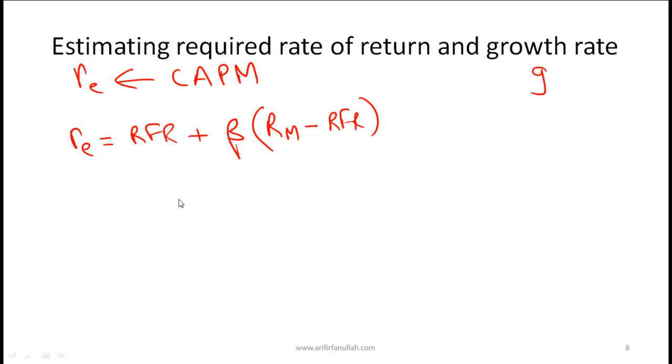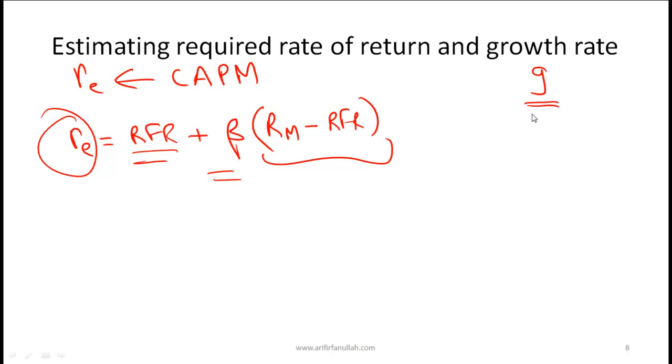So if you are given the risk-free rate, the beta, and the market risk premium, then you should be able to calculate the required return, and that required return is what you use in all the previous calculations. So that's the rate at which you discount future cash flows.